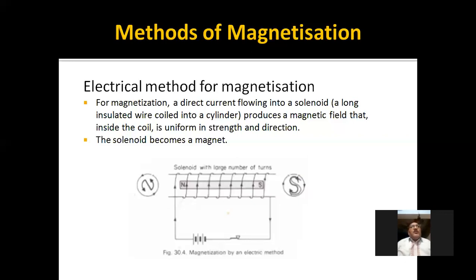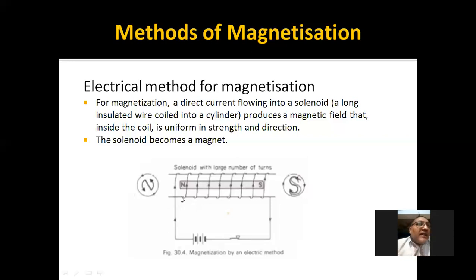Because this magnetic field, these magnetic lines, are due to the DC current, we call it the electromagnet. The strength of the electromagnet depends upon the amount of current flowing through the coil, the solenoid. If you increase the current flowing in this solenoid, the electromagnet will become stronger. If you reduce the current, it will become a weak electromagnet.